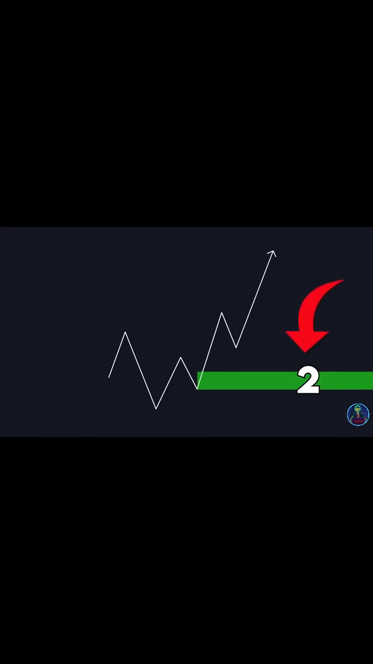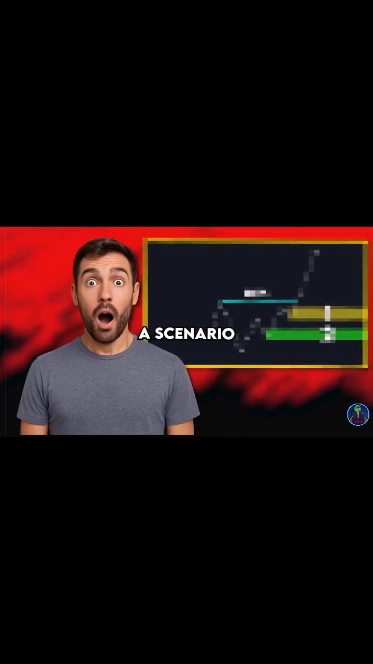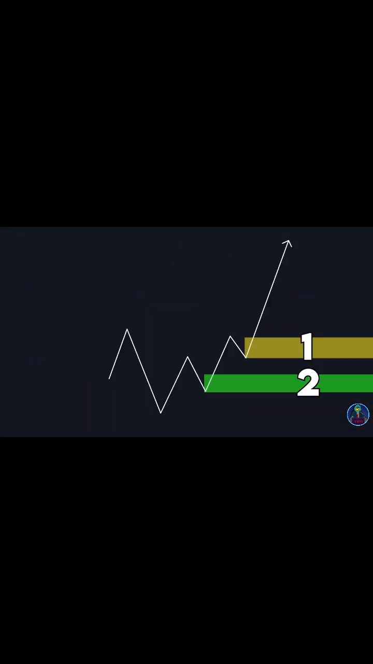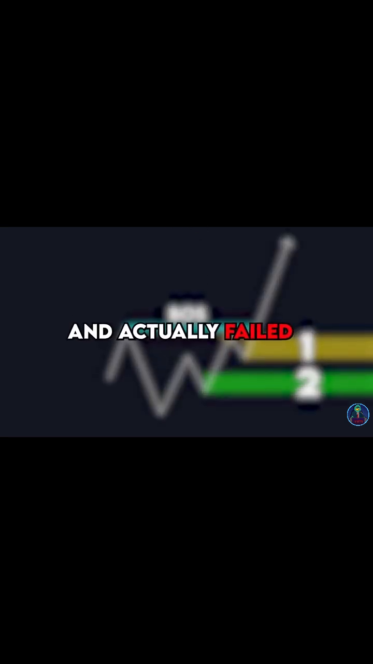Another way to find the strongest zone is by identifying breaks of structure. So in this example, zone 2 had so much strength that it broke the previous high, meaning there was tons of buying power from this demand zone to give it strength to break the previous high. So we can identify this as a strong zone. But that would completely change if we had a scenario like this. In this scenario, zone 2 actually didn't have enough strength to break the structure of the previous high and actually failed while doing so.